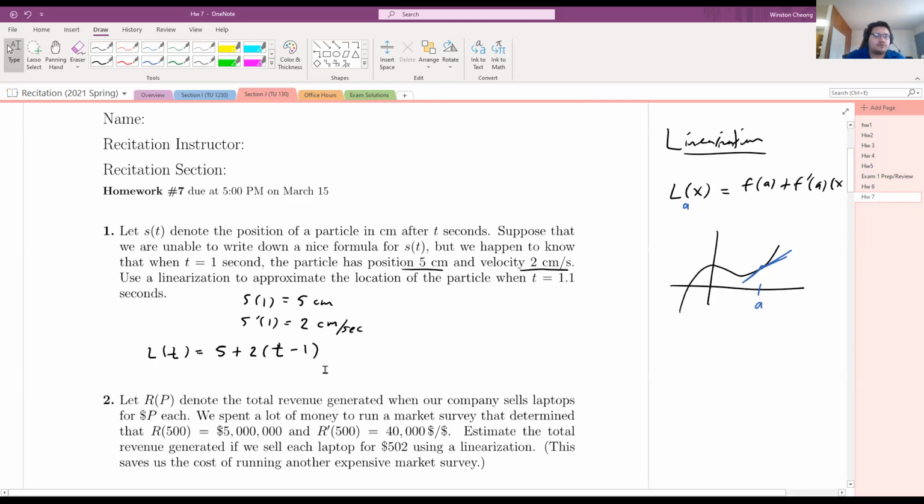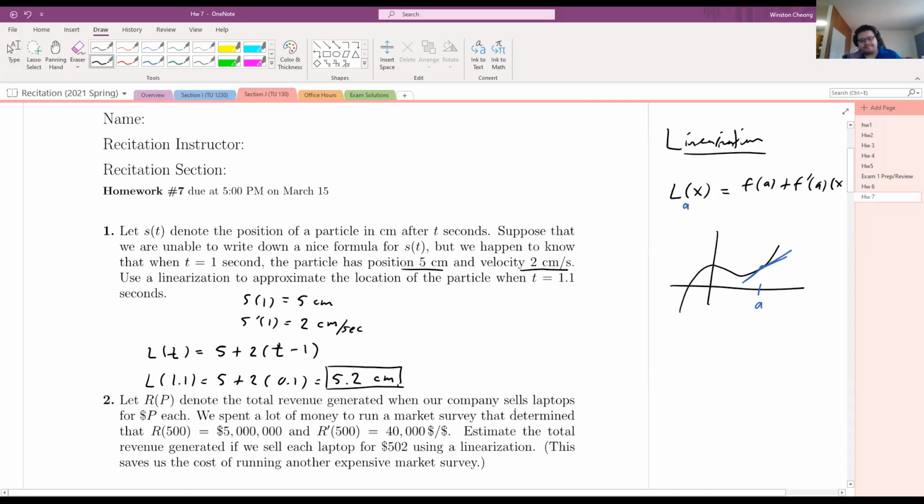From here, I don't want to do any algebra to rearrange this, because it turns out that you almost always want to keep that information about where you're centered. So don't expand this, just leave it as is, and then plug in 1.1. When we plug in, we get 5 plus 2 times 1.1 minus 1. Well, that's just 0.1. And so we get 5.2. The units for this problem are centimeters. So we can just box this.